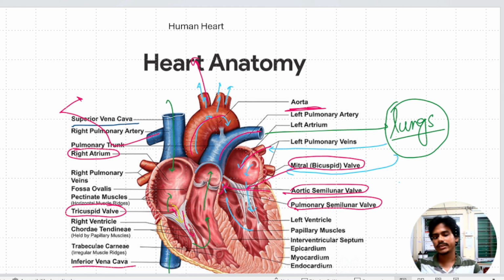So this is the basic structure of the heart and how blood flows from the atrium to the ventricle, then to the pulmonary circulation or lungs, then returns back to the heart and goes to the entire body. So this is the basic heart anatomy. Hope that you can understand.